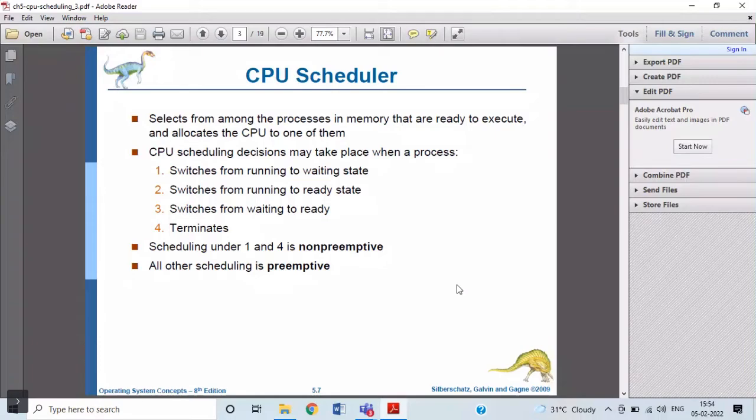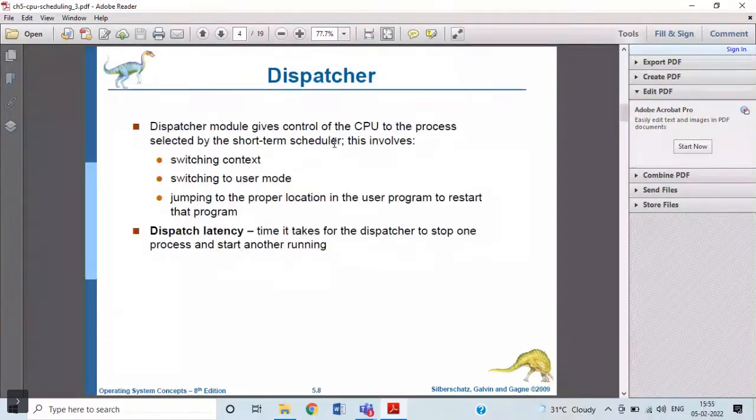This non-preemptive and preemptive and all I will tell you in the further slides. Okay. Dispatcher. So the dispatcher module gives control of the CPU to the process selected by the short-term scheduler. So in the previous PDF we saw this short-term scheduler and the long-term scheduler. So the dispatcher module gives the control of the CPU to the process selected by the short-term scheduler. This involves switching context, switching to the user mode, and jumping to the proper location.